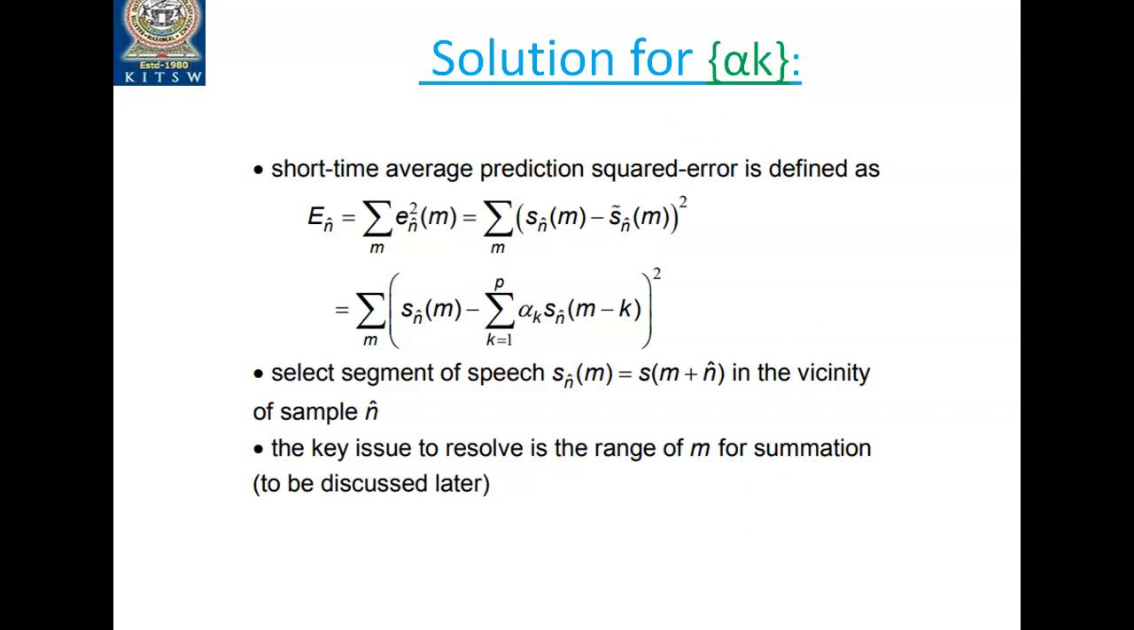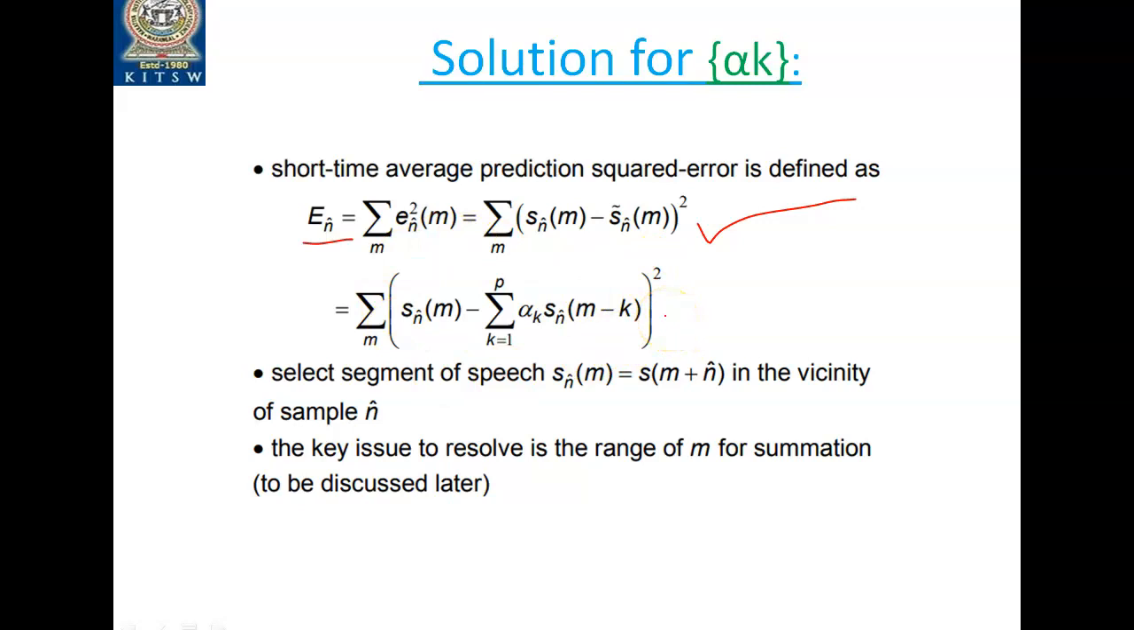Now we apply the short-time average prediction squared error, which is defined as the normal energy: E_n equals summation over m of e_n squared of m, which can be given as summation of s_n(m) minus s_n cap(m) whole squared. So you'll be getting s_n(m) minus, where s_n cap(m) is nothing but sigma k equal to 1 to p. This is the basic principle of LPC that we already know, the mathematical expression with reference to that: alpha k into s_n(m minus k), whole squared.